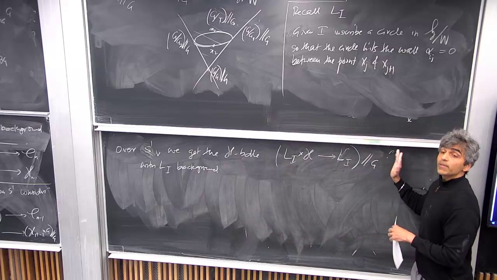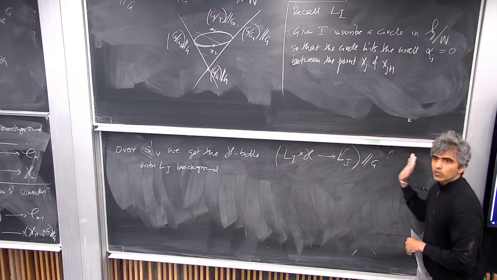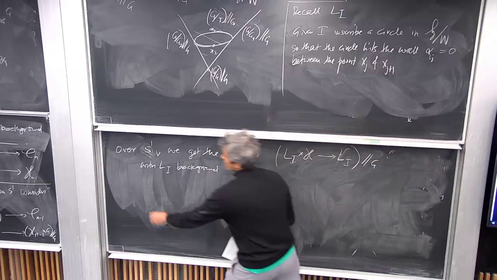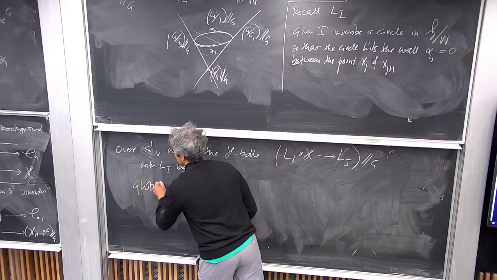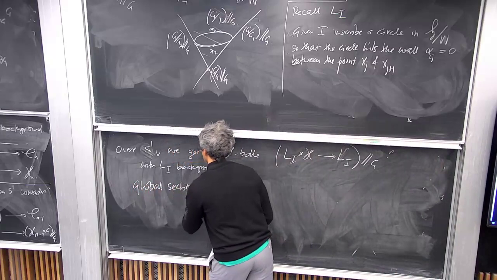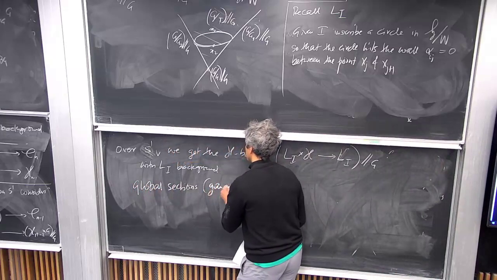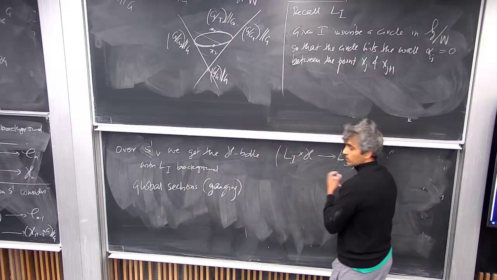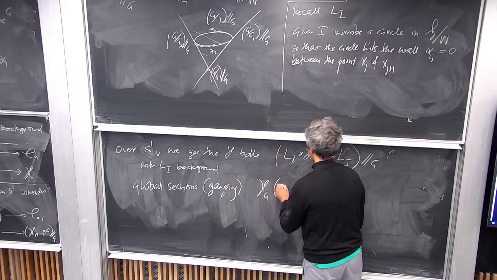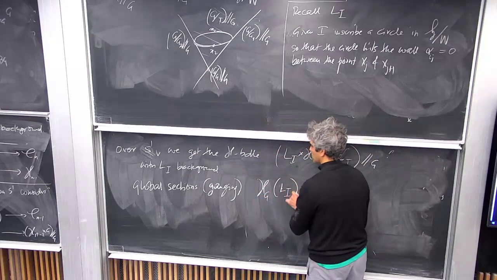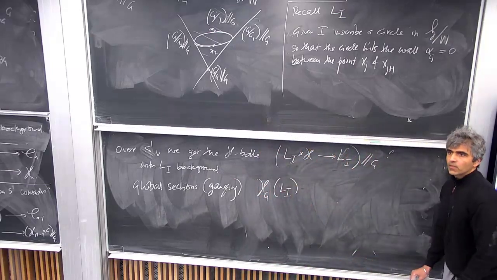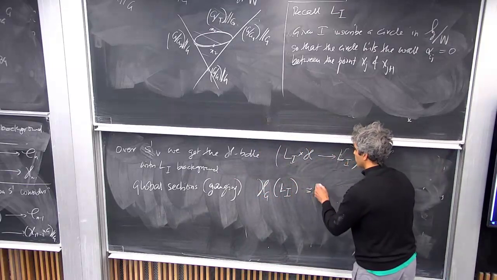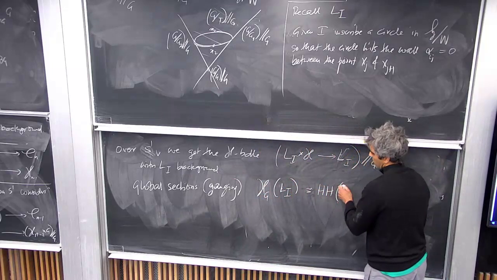So what I can do next is gauge it, take global sections. So it's a line bundle, so I'll take global sections of it. If I take G equivariant global sections of this, what do I get? So I get the object. This is isomorphic to the Hochschild homology of H.